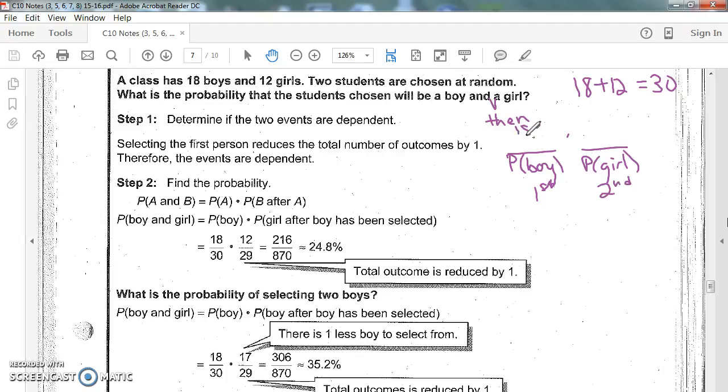There are 18 boys out of 30. And now we've selected a boy out of the group and he is no longer available for selection. So we now only have 29 students total. And so our bottom number becomes 29. There are still 12 girls though, so we'll leave that one at 12.